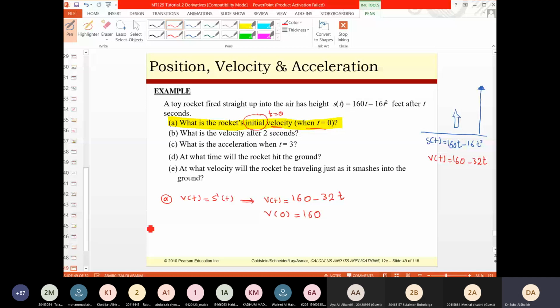In part B, what is the velocity after 2 seconds? So in 2 seconds I'm talking about V at 2, when t is equal to 2. Yeah, excellent Khadija. So V at 2 is 160 minus 32 times 2. This equals 160 minus 64. How much is that? You have your calculators? How much is that, please? 96. Are you sure? It's 96? Okay, good.